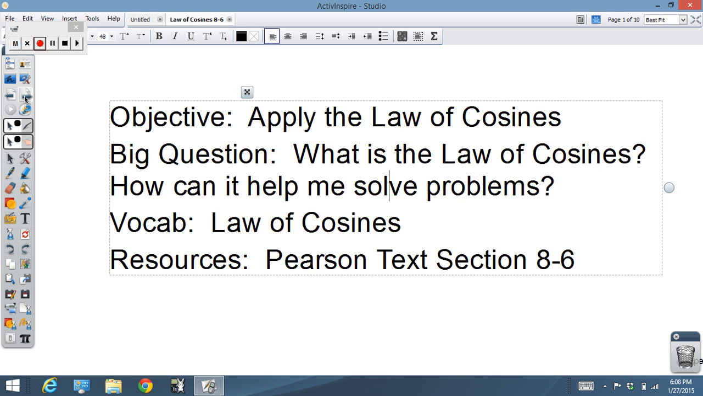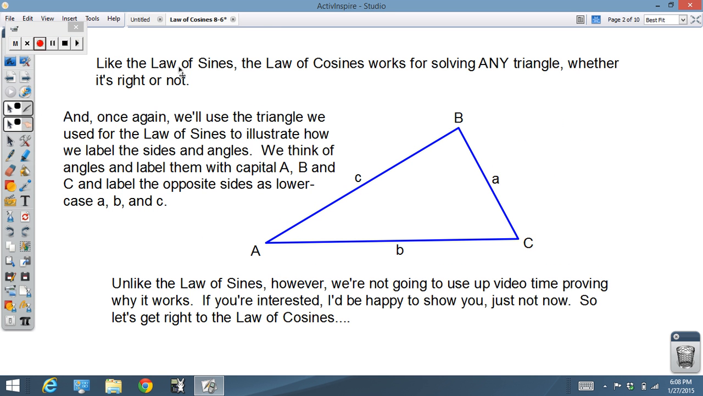So here we go, the law of cosines. Like the law of sines, like what we learned last unit, law of cosines is going to work for any triangle. It does not have to be a right triangle.